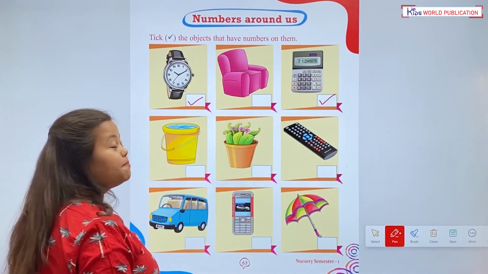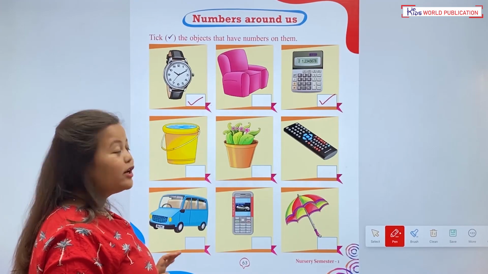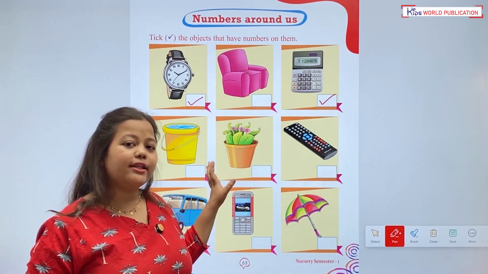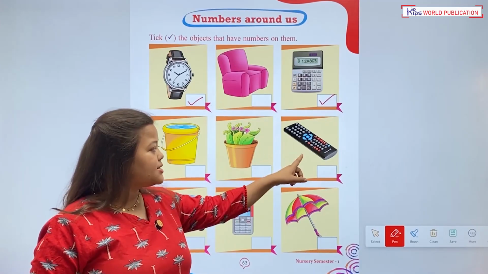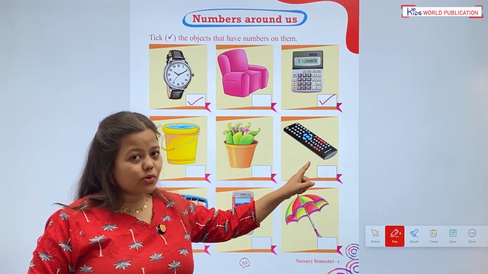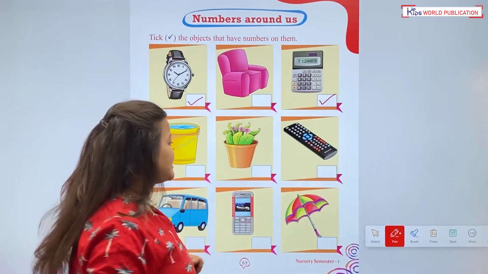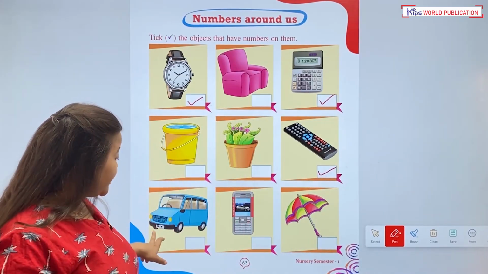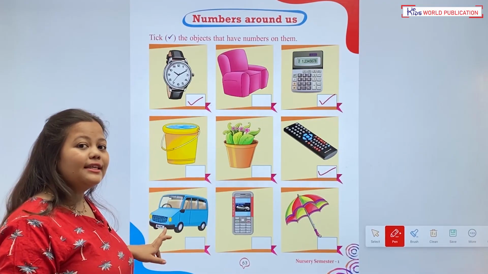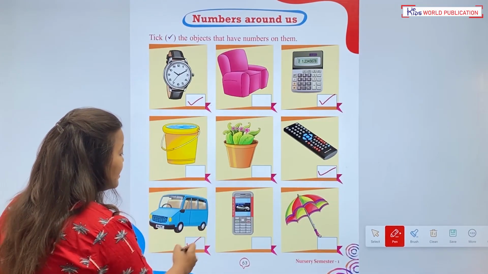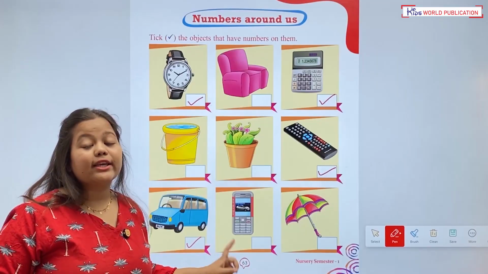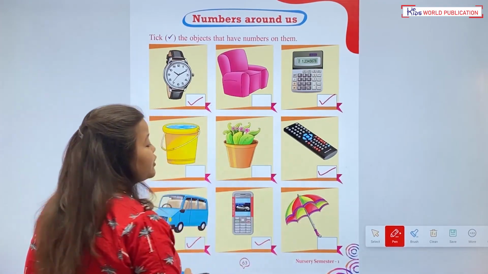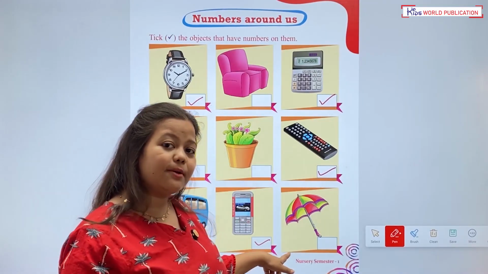This is the picture of bucket. Can you see the number? No. This is the picture of flower pot. Can you see the number in the picture? No. This is the picture of remote. Can you see the number? Yes. This is the picture of van. Can you see the number in the picture? Yes. This is the picture of cell phone. Can you see the number? Yes. This is the picture of umbrella. Can you see the number in the picture?